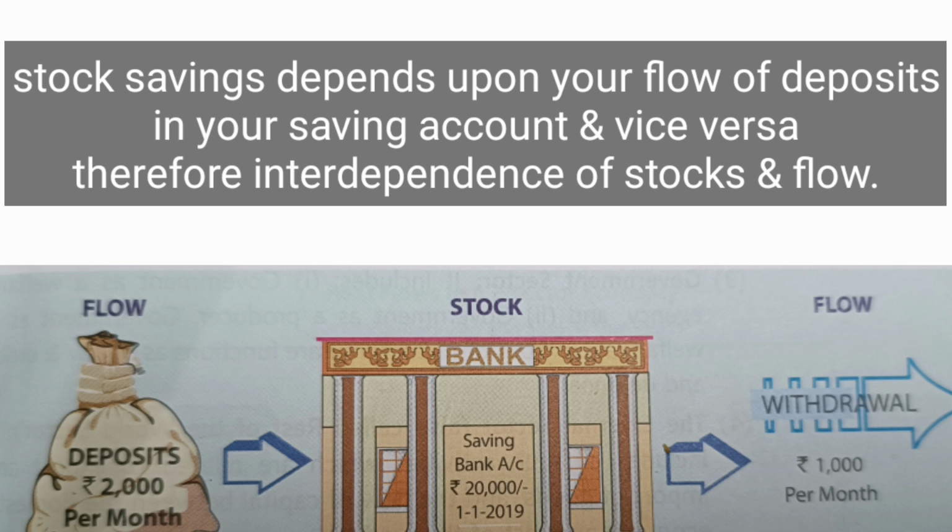Similarly, if I'm depositing some money into the same account, say 2k every month, like every month I am doing so. So over the period of time I am doing this, right, depositing the money. So again it makes it a flow concept. So here you need to understand that the stock saving depends upon the flow of the deposit in your saving account, right? So stock is depending upon the flow variable and vice versa.